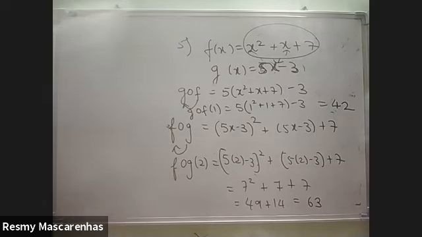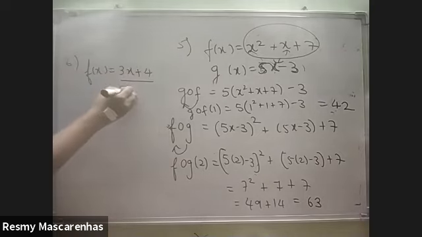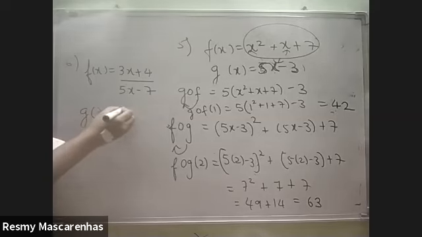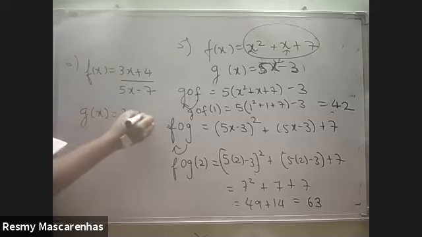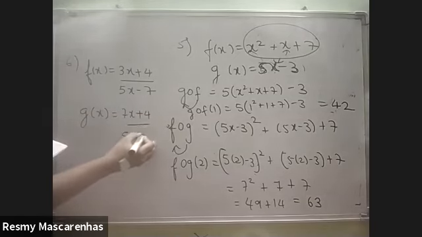Okay. Next question, sixth one. f of x is given to you as (3x + 4) upon something. f of x is given to you, g of x is given to you.